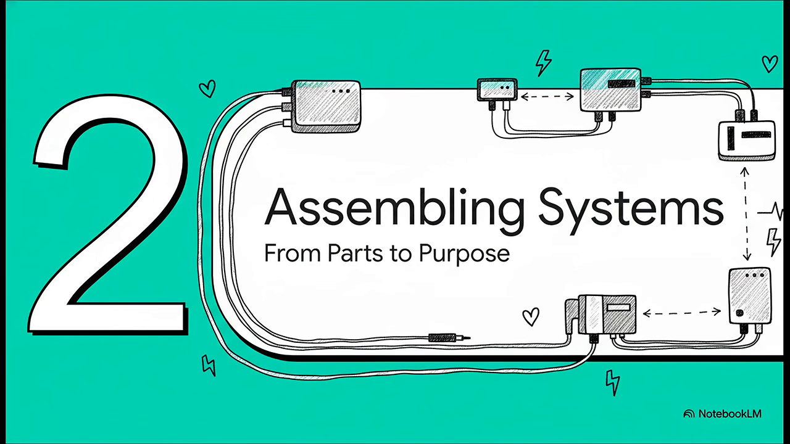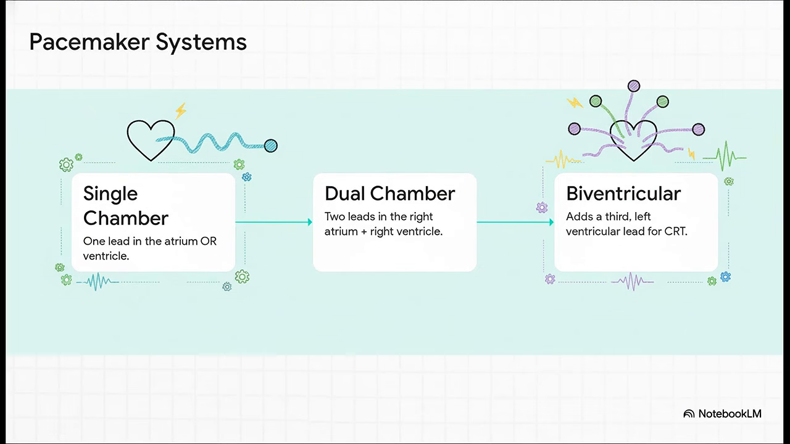Pretty simple, right? Now let's look at how they actually assemble into the different kinds of systems that you're going to be coding for. Now, this is where the logic really starts to click into place. It's actually incredibly straightforward. The name of the pacemaker system tells you exactly how many leads are involved. A single chamber system? It's got one lead. A dual chamber system? Yep, two leads. And a biventricular system? You guessed it, 3 leads. The code you end up choosing is going to directly reflect how simple that progression is.